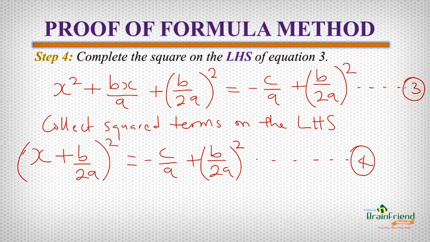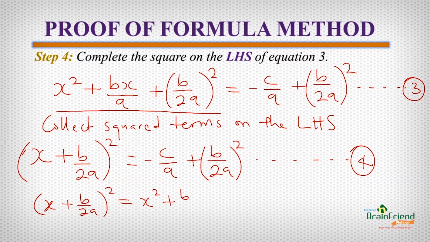Please note that x plus b over 2a all squared will give us the same thing as what we have here if we expand it. What I'm saying is x plus b over 2a all squared is equal to x squared plus bx over a plus b over 2a all squared when expanded.